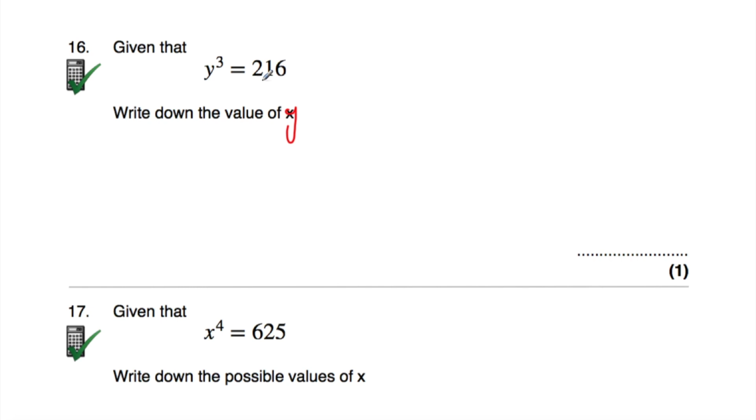One approach is, we could try and work it out by considering, if we know that 5 cubed is equal to 125, what would 6 cubed be? And 6 cubed, if we do it on our calculator, is equal to 216. So that means that y must be equal to 6. That's our answer.